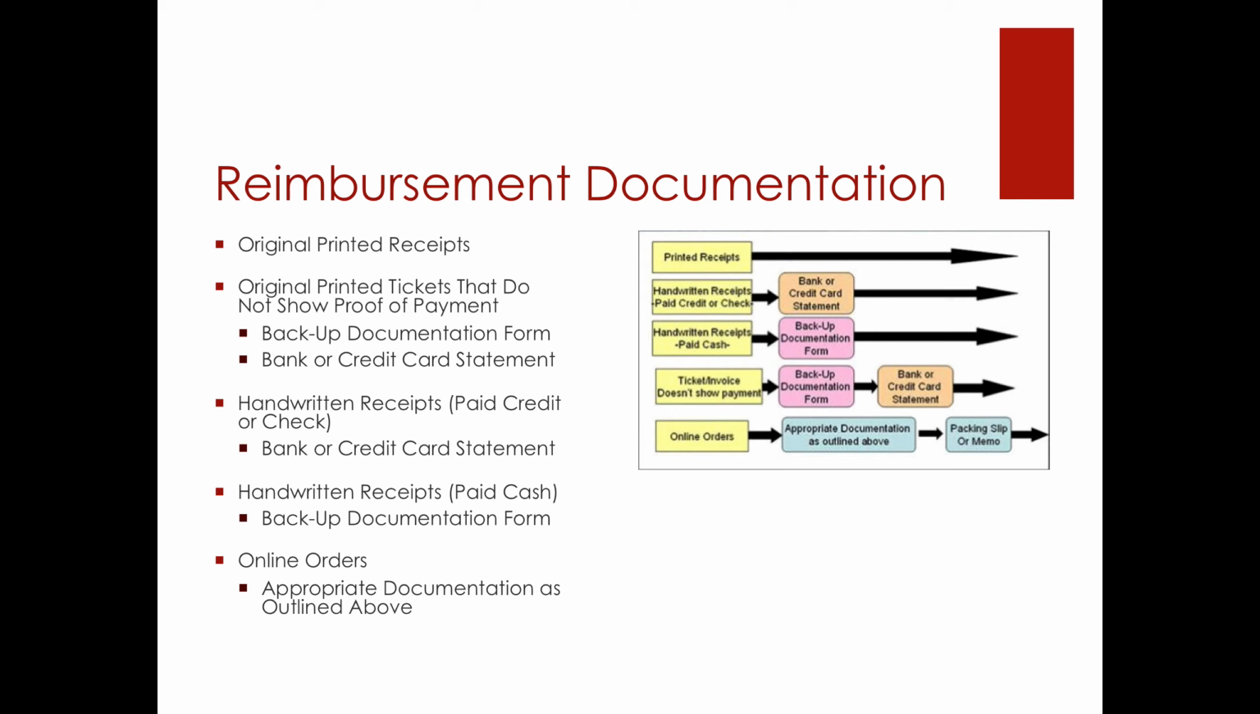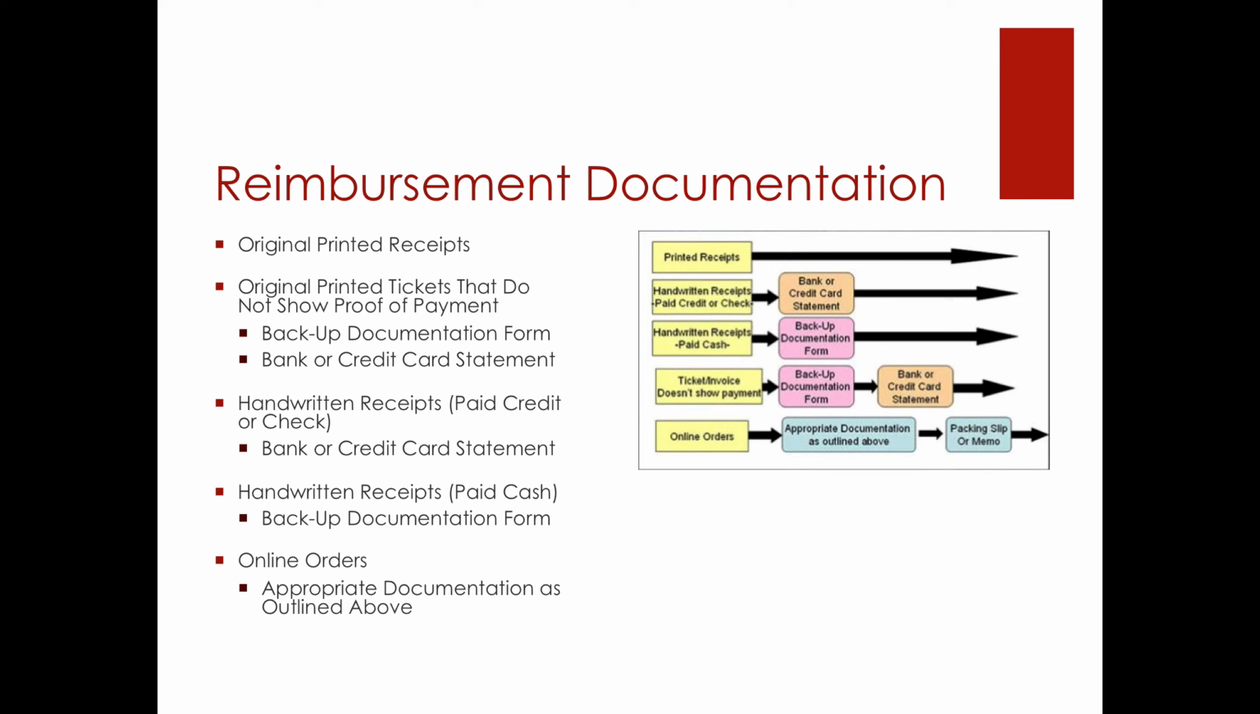We will be asking for reimbursement documentation when you submit. This can be a number of things. It may be an original printed receipt that gives an itemized list of what you paid for and how you paid for it. If you're given a printed ticket that does not show the proof of payment, you'll need to submit that printed ticket along with a backup documentation form and a copy of your bank or credit card statement.